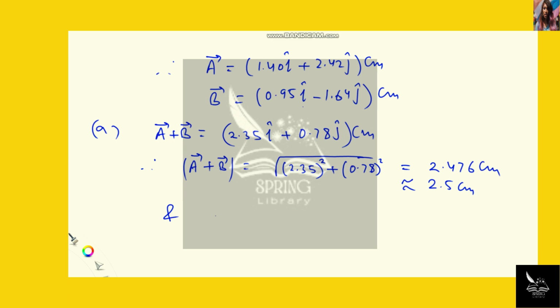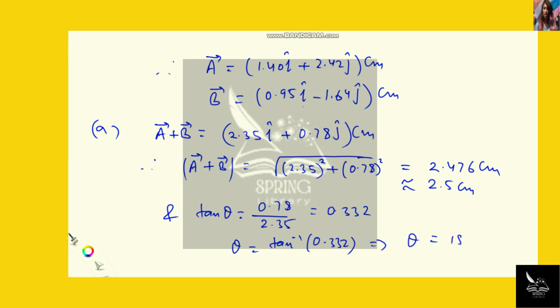And for its direction, tan theta, that will be given by y component 0.78 divided by x component 2.35, calculated to be equal to 0.332. So this theta will be given by tan inverse 0.332, and it is calculated to be equal to 18.4 degree, and that will be with the x-axis and in first quadrant.